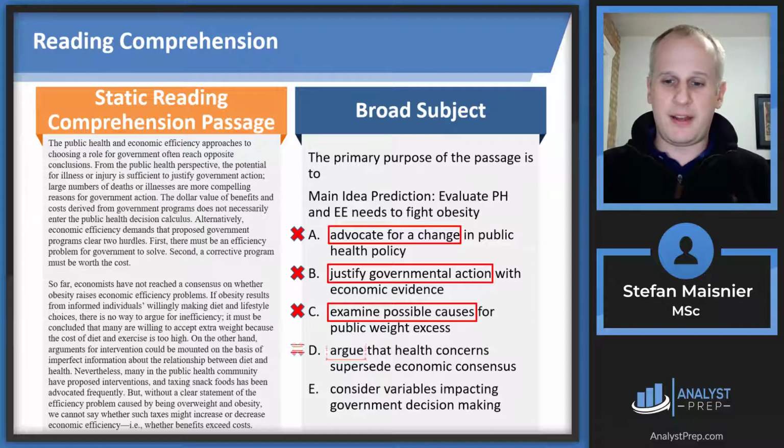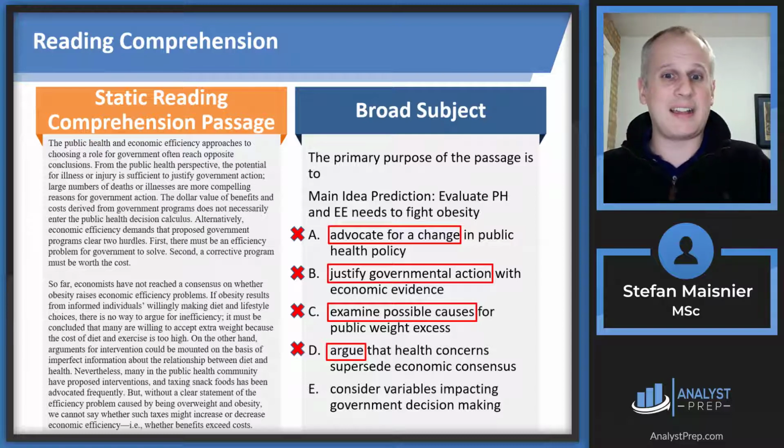Now, choice D: argue that health concerns supersede economic consensus. Again, the author does not argue anything. The author just states a bunch of facts and says that we don't know what to do with them necessarily.